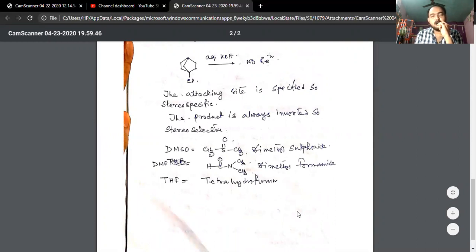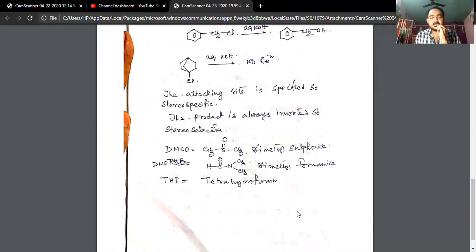Tetrahydrofuran. Actually, what happens in case of SN2 reaction? The reaction depends upon the concentration of the nucleophile. So in these kinds of solvents, you can see here, there is no acidic hydrogen. Acidic hydrogens are those which are attached to F, O, N, Cl. Every line I am saying here is very, very important for SN2 reaction. You should note down. You should take a copy and note down.